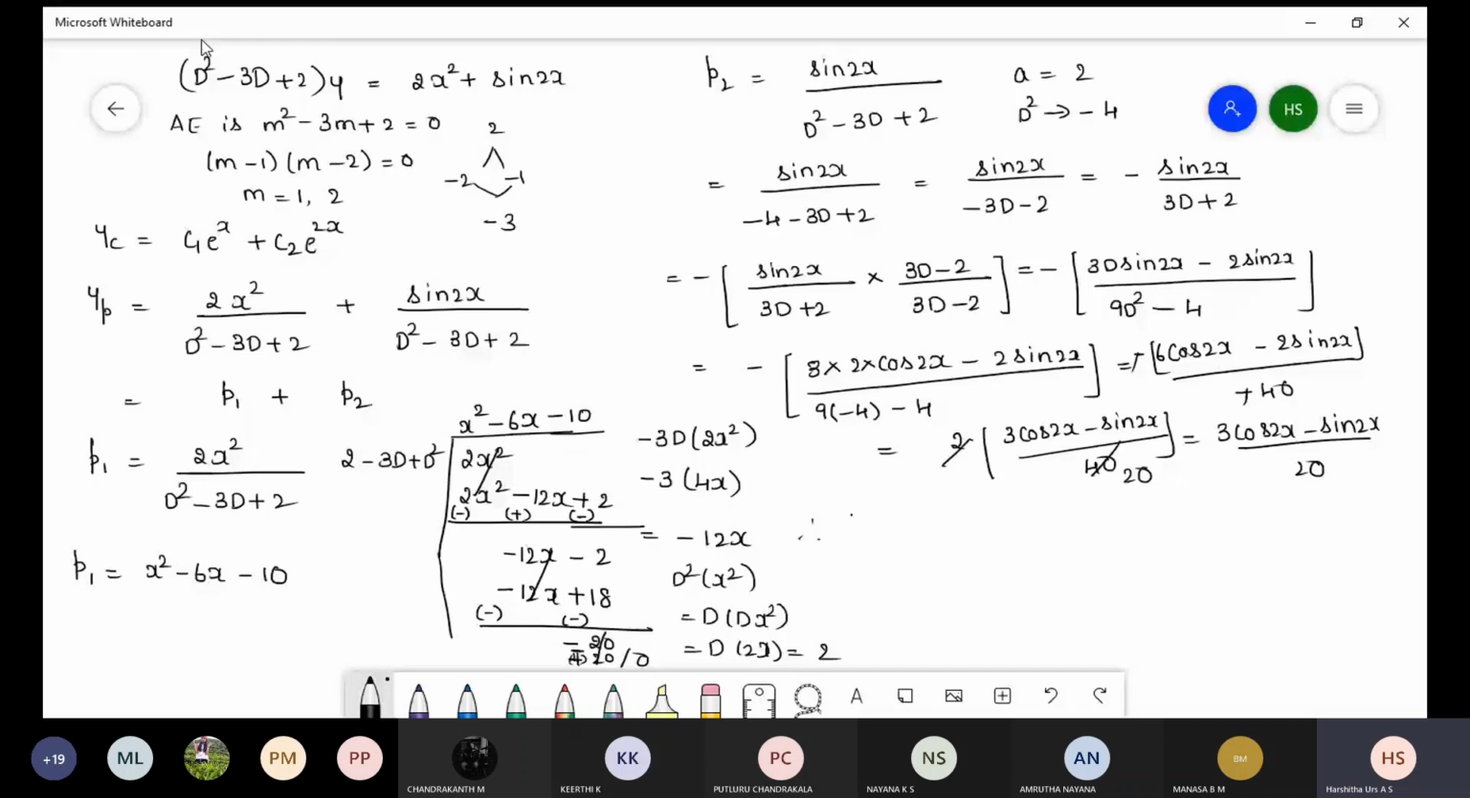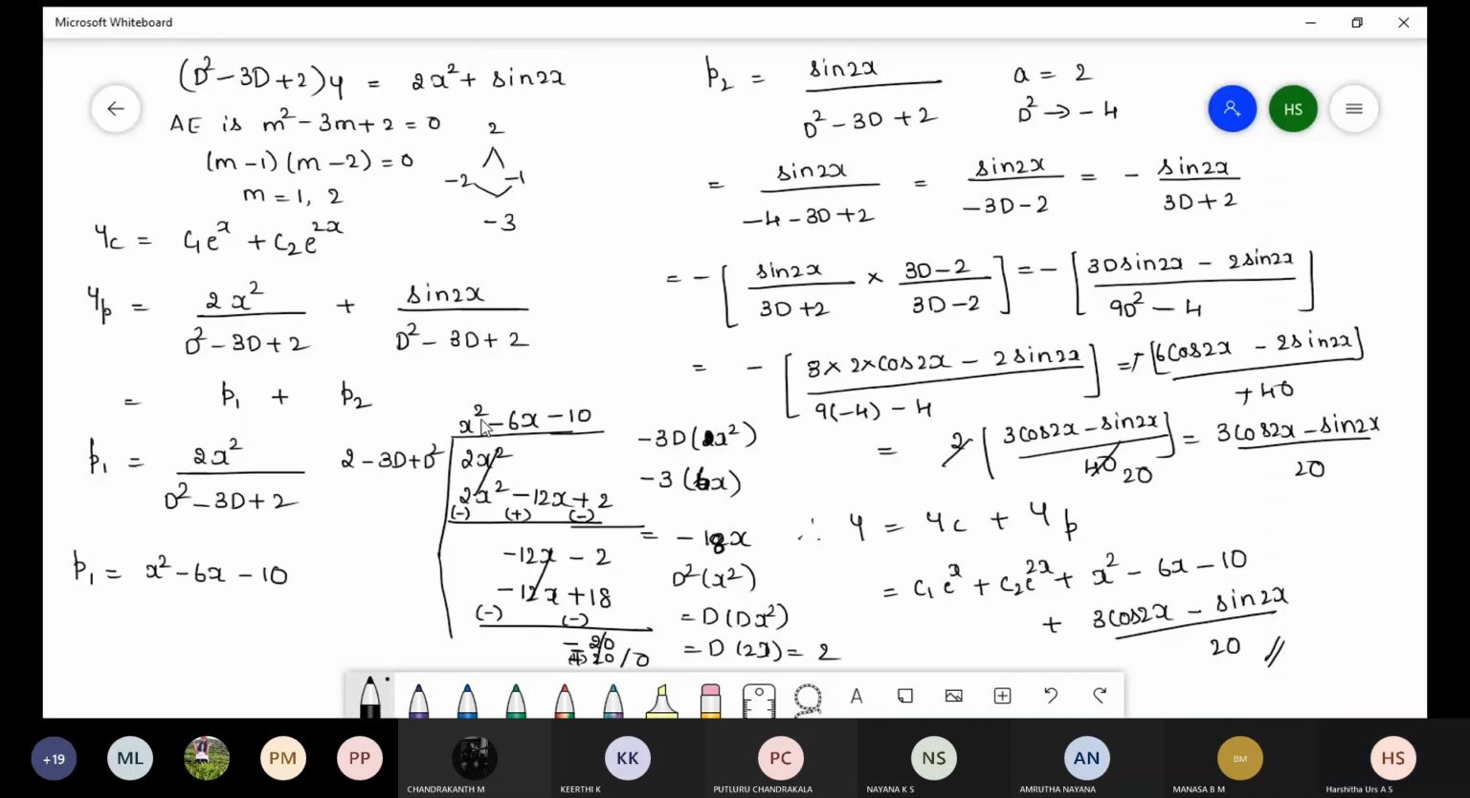Therefore, y is equal to yc plus yp: c1 e power x plus c2 e power 2x, yp in that first one P1, x square minus 6x minus 10, P2, (3 cos 2x minus sine 2x) whole divided by 20.